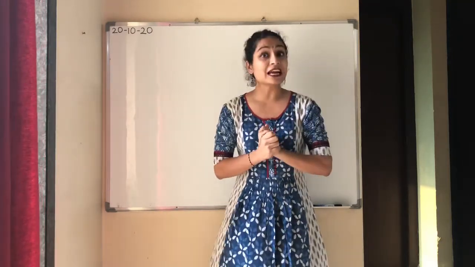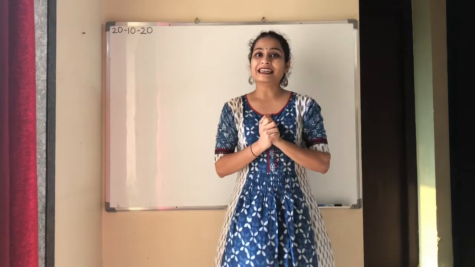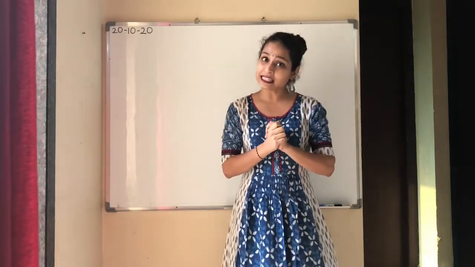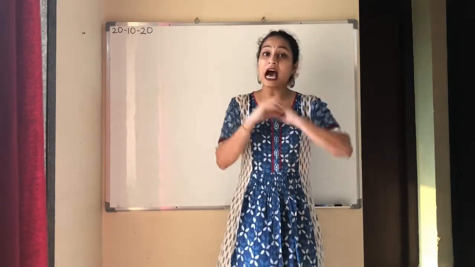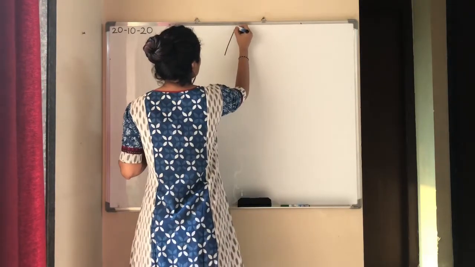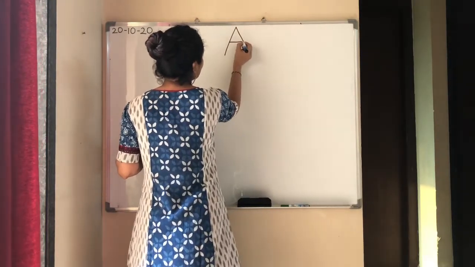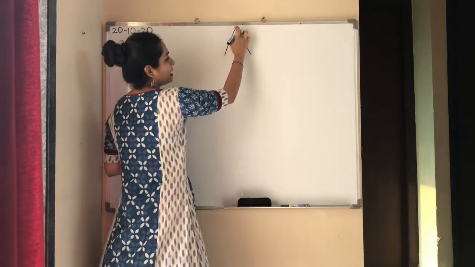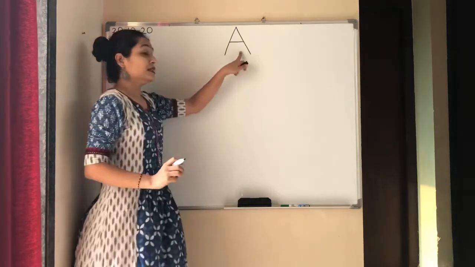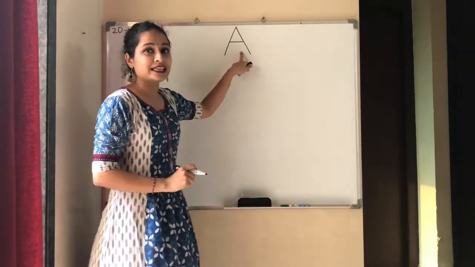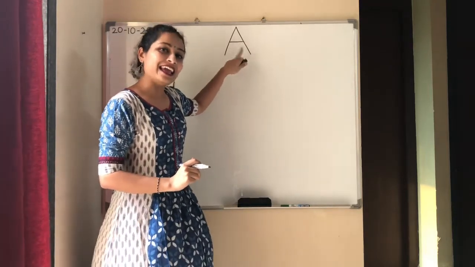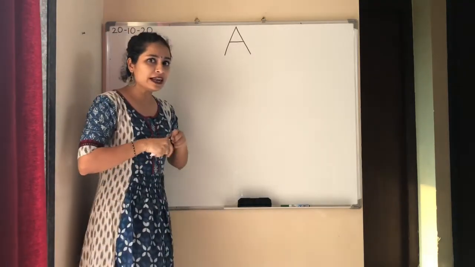So the letter that we did was letter A. Which letter? A. Now let's revise the letter A with A pictures. Are you all ready? Okay. This is letter A. Slanting line up, slanting line down and a small sleeping line. This is letter A. Which letter? A. Say A.